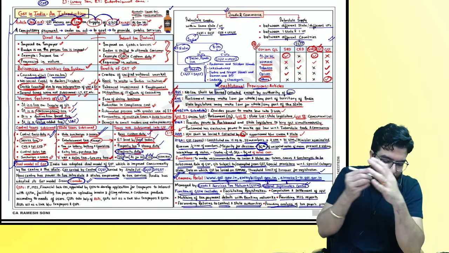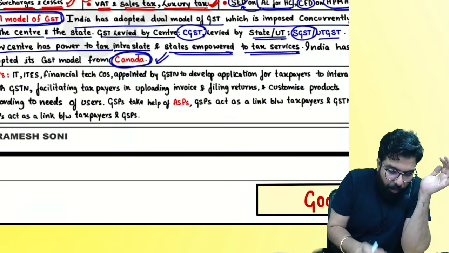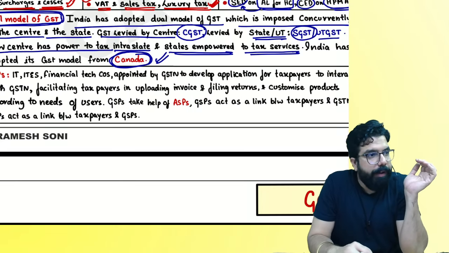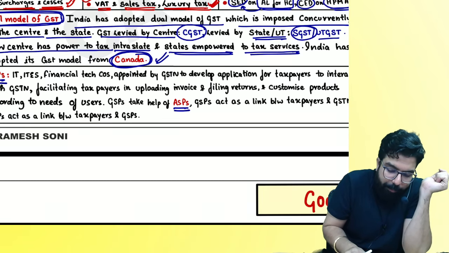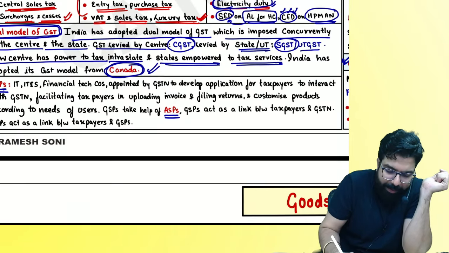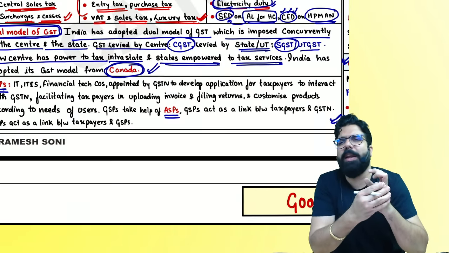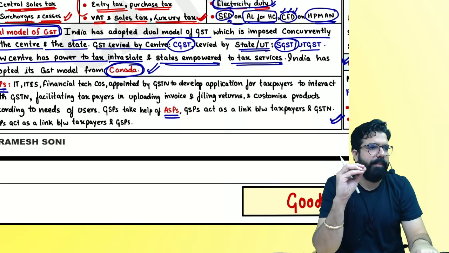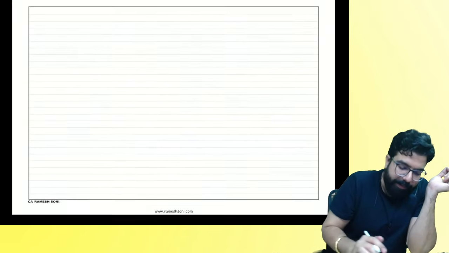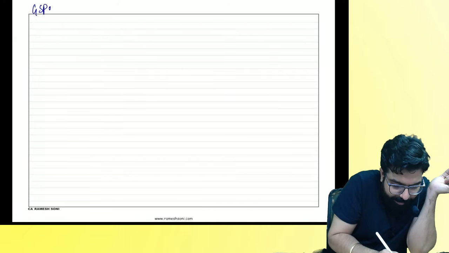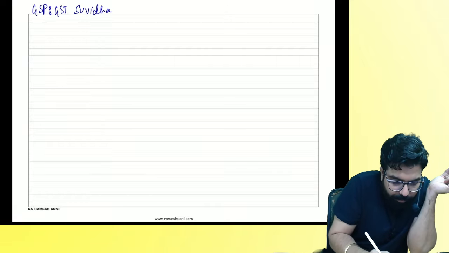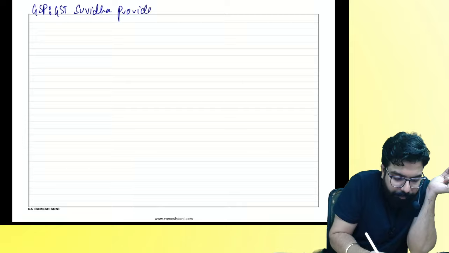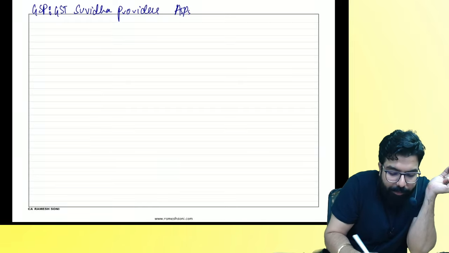Now, on the left hand side we have one point, which is GSPs and ASPs. Can you see, everyone? GST Suvidha Provider and Application Service Provider. At intermediate level it is not very important, but we'll quickly understand the basics of it. GSP is GST Suvidha Providers, and ASPs are Application Service Providers.